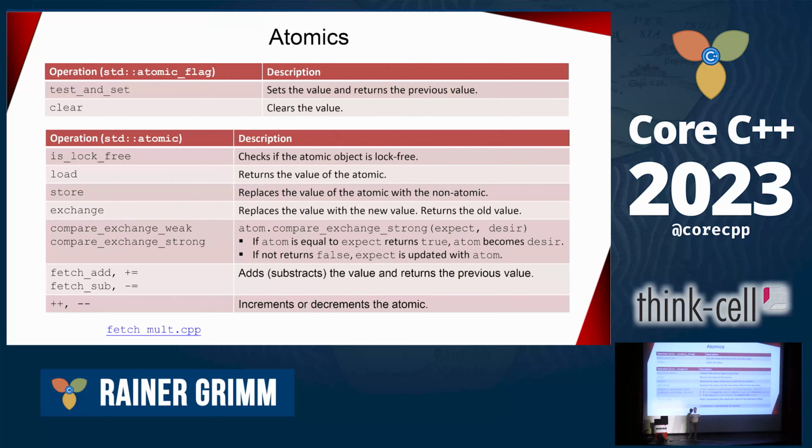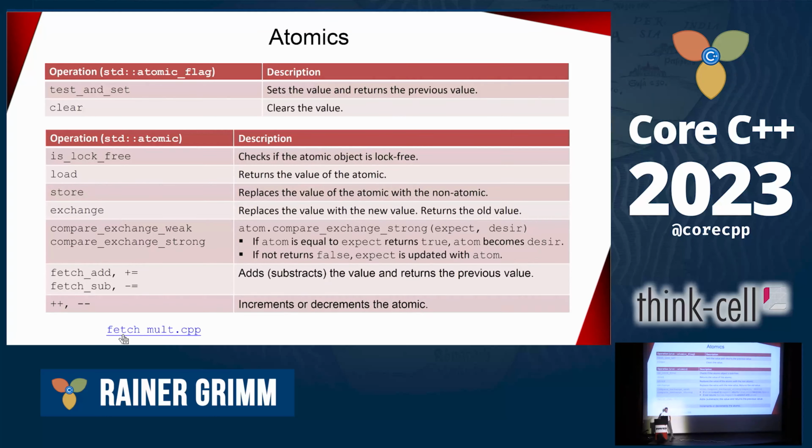Okay, what is the most important function on this slide? compare_exchange, strong or weak anyway. These functions are typically called CAS, compare and swap. They are the cornerstone for any kind of atomic operations you want to implement. When you look here, you see there's no multiplication, there's no division. But I can easily implement it.